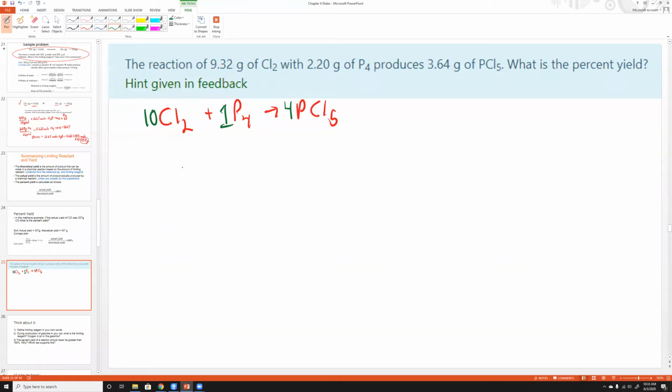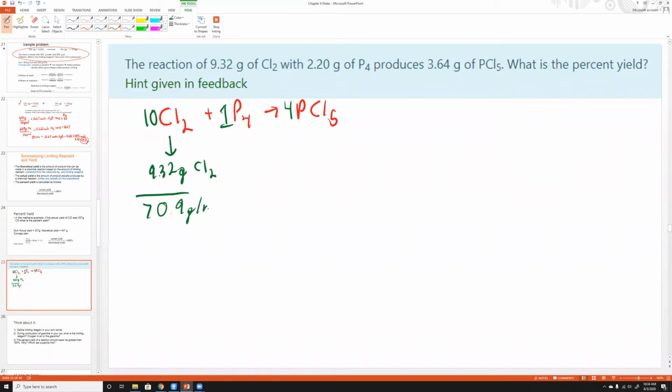Okay, next. We have to figure out the moles of what's reacted. Let's just quantify all this. So we have 9.32 grams of Cl2. Not Cl, Cl2. So let's figure out the molar mass. Cl2, we know that each mole of Cl is 35.45. If you look at the periodic table, multiply it by 2, and you get 70.9.